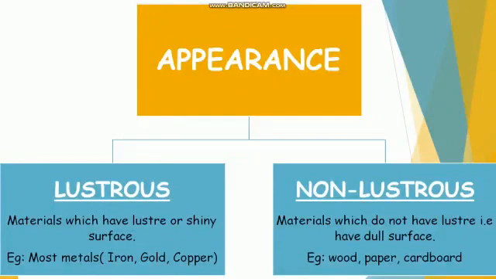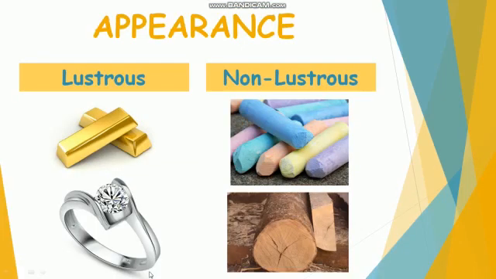What do you mean by lustrous? The materials which have a shiny surface are known as lustrous, whereas the materials which do not have luster or shininess or have a dull surface are known as non-lustrous. Examples of lustrous are mostly metals, which are iron, gold, copper, and non-lustrous examples can be wood, paper, and cardboard. Have you seen the surface of wood, paper, and cardboard? They are smooth, but they are dull. You cannot see a shiny surface here, whereas in metals, you can see a shiny surface.